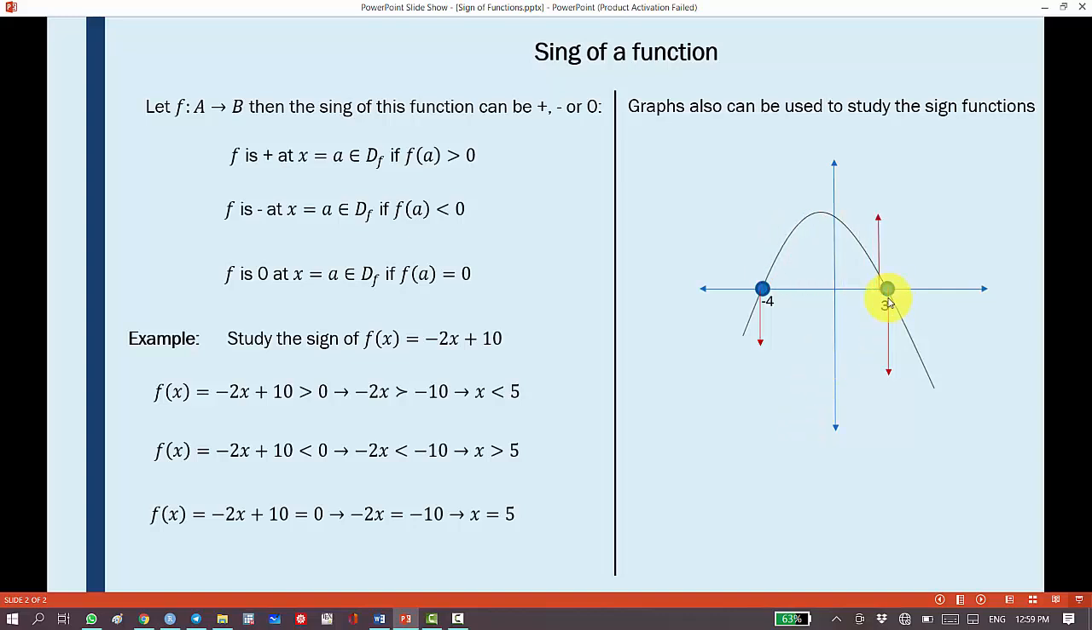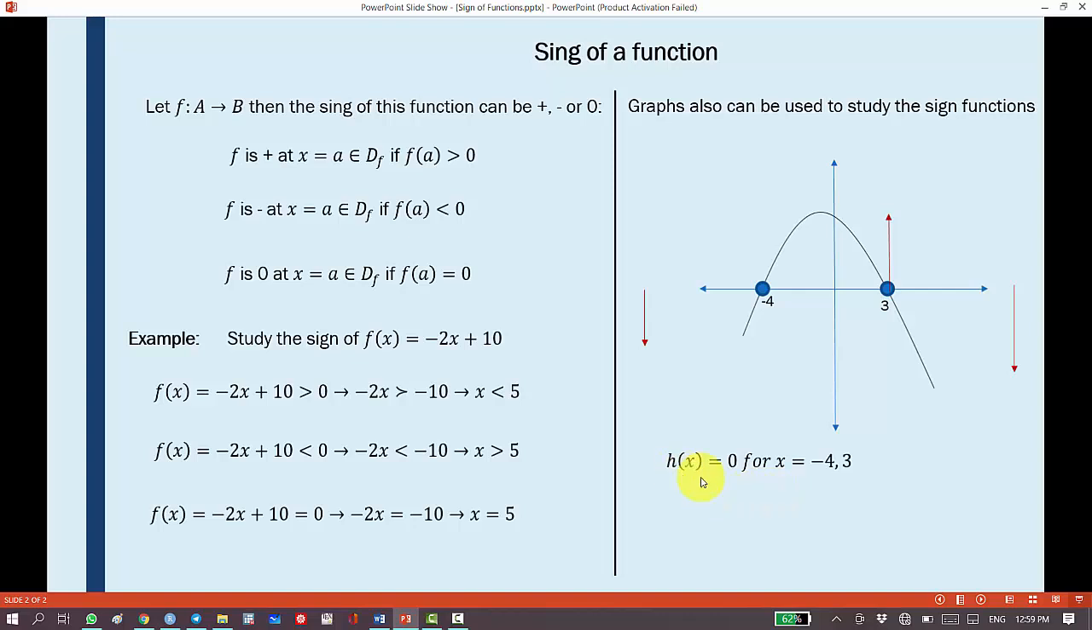For all values between minus 4 and 3, as the function is above the x-axis, the function is positive. For all values of x to the left of minus 4, since for those x, the function is below the x-axis, the function is negative, as well as for all values bigger than 3, since for those values of x, again, the function is below the x-axis, the function is negative.